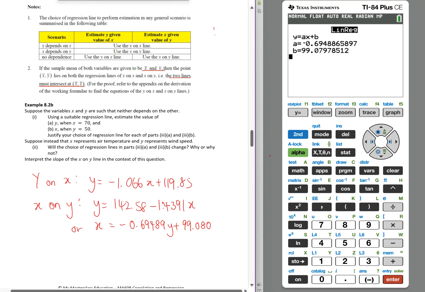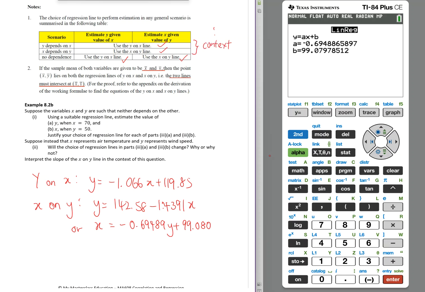If y is dependent on x, then we use the y on x. If x is dependent on y, then we use the x on y. But if there is no dependence, then when you are given x, you need to estimate the value of y, you use this. When you need to estimate x given y, you use this. These two actually depend on the context of the question.